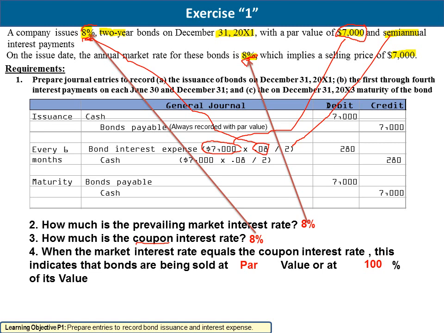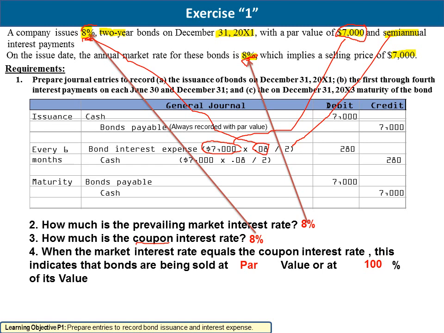This is the principal value or the face value or the par value, to make things clear, times the coupon interest rate, which is 8%, times semi-annual, so this means 2 times per year. So we will get 280. So every 6 months, the company will pay $280 as interest. And this will be in the form of cash, so cash of the company will decrease.